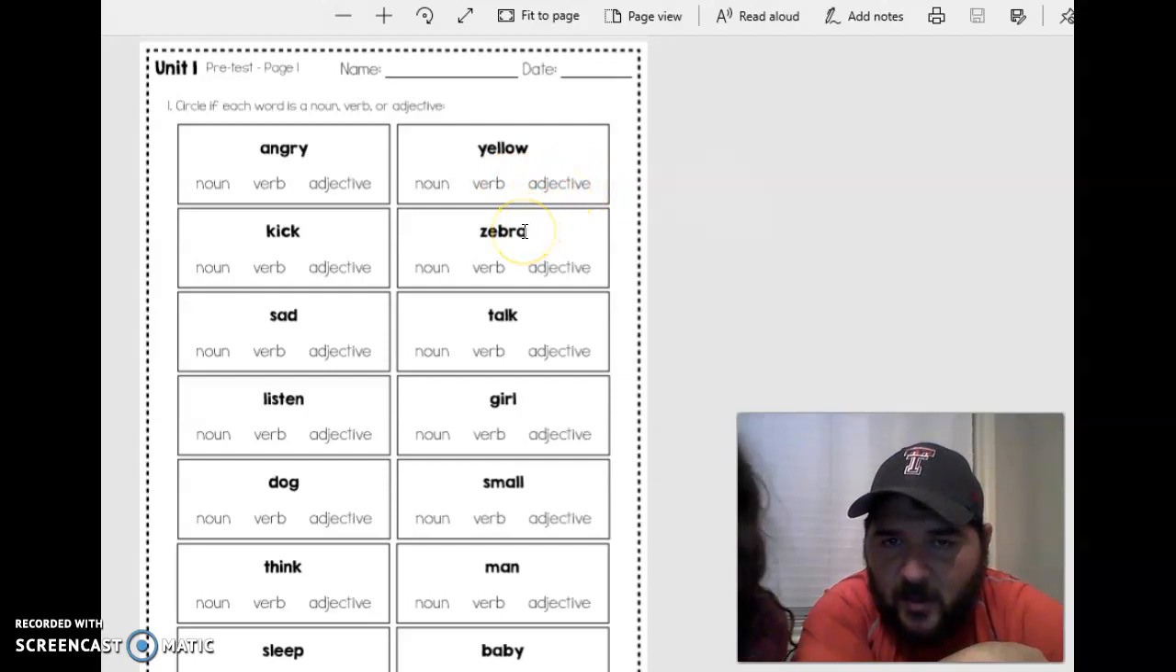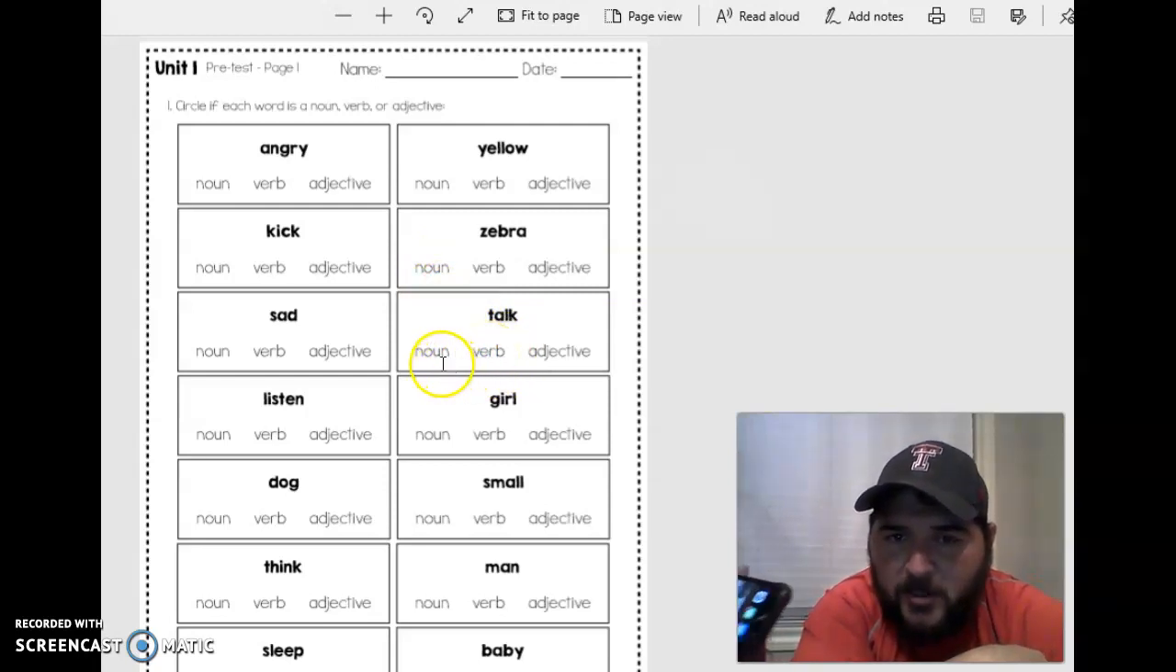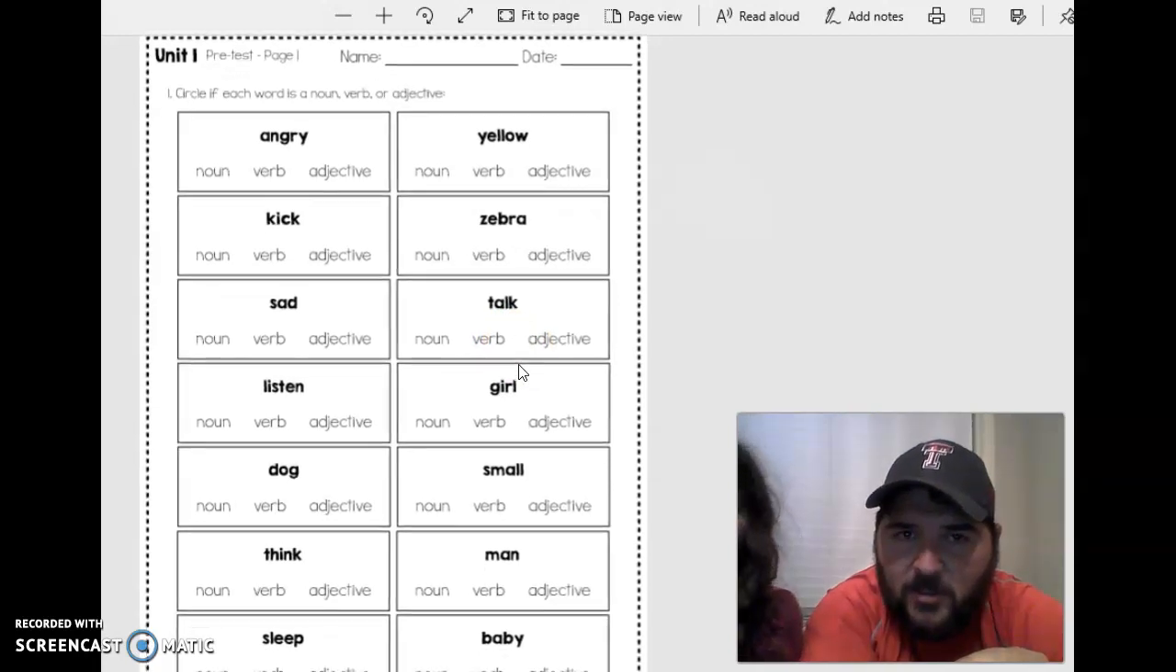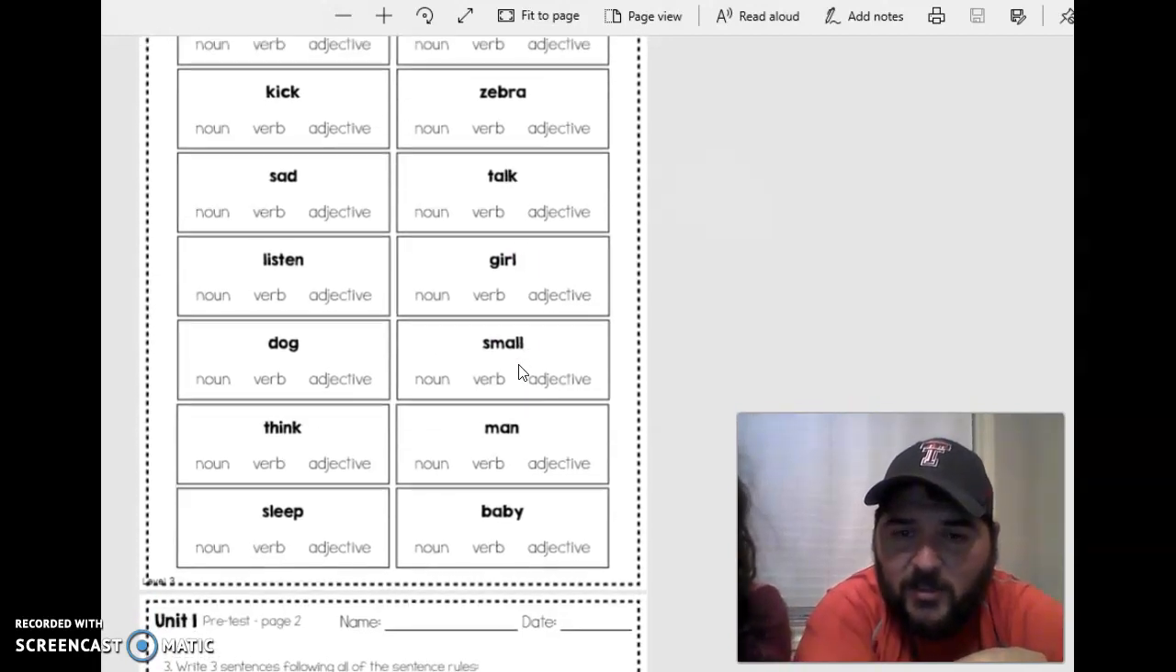A zebra, I like to ask the kids if you could touch it, if you could feel it, it would be a noun. So a zebra would be a noun. Talk is something we do, so that would be a verb. So these are just a few things to remember. A noun is a person, place, or thing. A verb is an action word, and an adjective describes something. So that's page 1 of the pretest. We're just circling if it's a noun, verb, or an adjective.